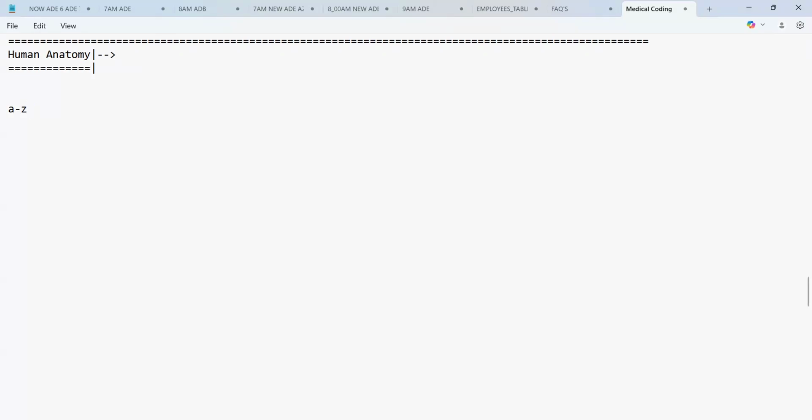Suppose there is a patient who was admitted in the hospital with a treatment for heart disease. How to code that? We'll take examples and then I will code accordingly, and I will give you assignments also on a daily basis.